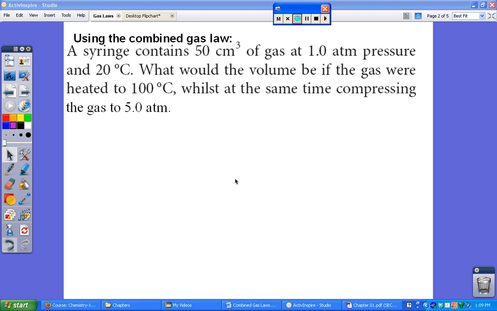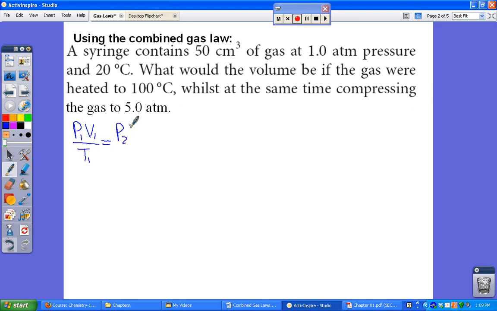Okay guys, now it's time to figure out how to solve those problems. Let's use this one. The first thing you have to know is the combined gas law. The combined gas law can be written like this: P1 V1 over T1 is equal to P2 V2 over T2.